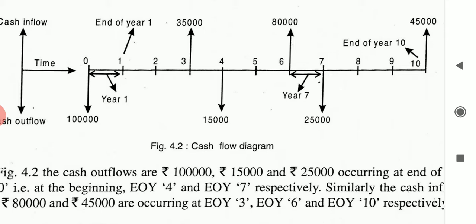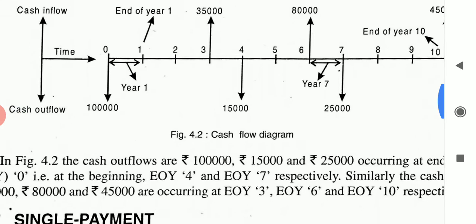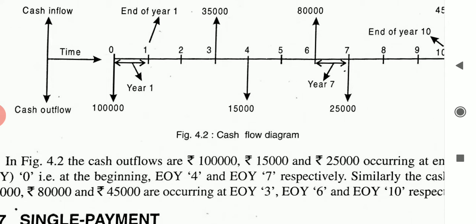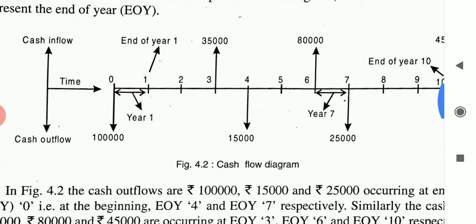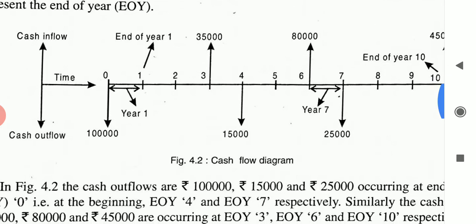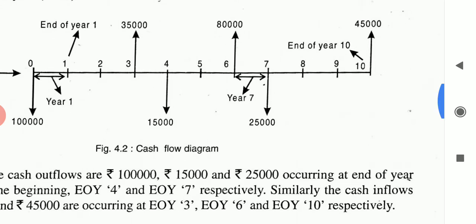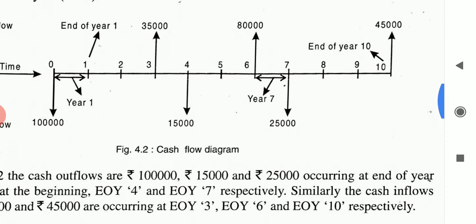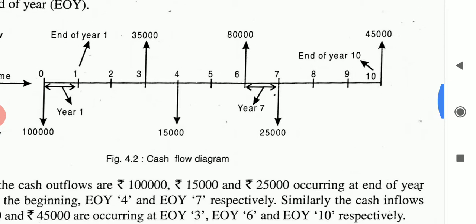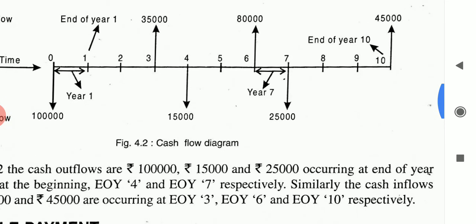So first, at year 0, the amount is a cash outflow, expenses of 1 lakh, and in the third year it is incoming, that is 35,000. Likewise, this cash flow diagram shows cash inflow and outflow. At the end of 10 years, the inflow is 45,000.